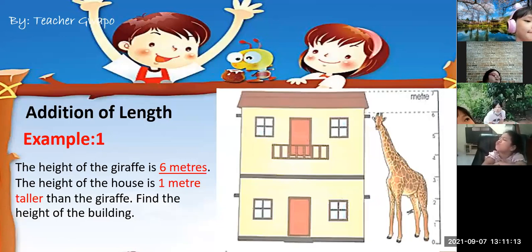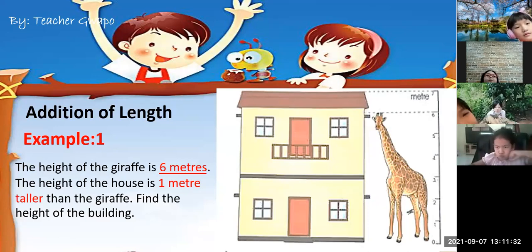So step number 1, we read the problem. Step number 2, we need to ask, what is the story all about? It's about the height of the giraffe and the height of the house. And what do we need to find out? What are we going to find here? We will find the height of the building. What is the height of the building?